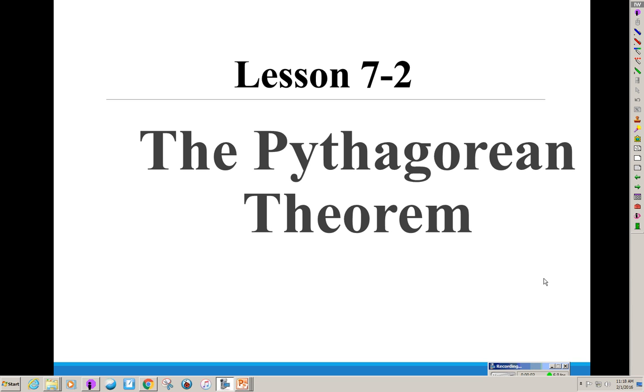This lesson is the Pythagorean Theorem. We're going to use the Pythagorean Theorem to find side lengths of right triangles and test the side lengths of any triangle with the Pythagorean Theorem to see if it is a right triangle.